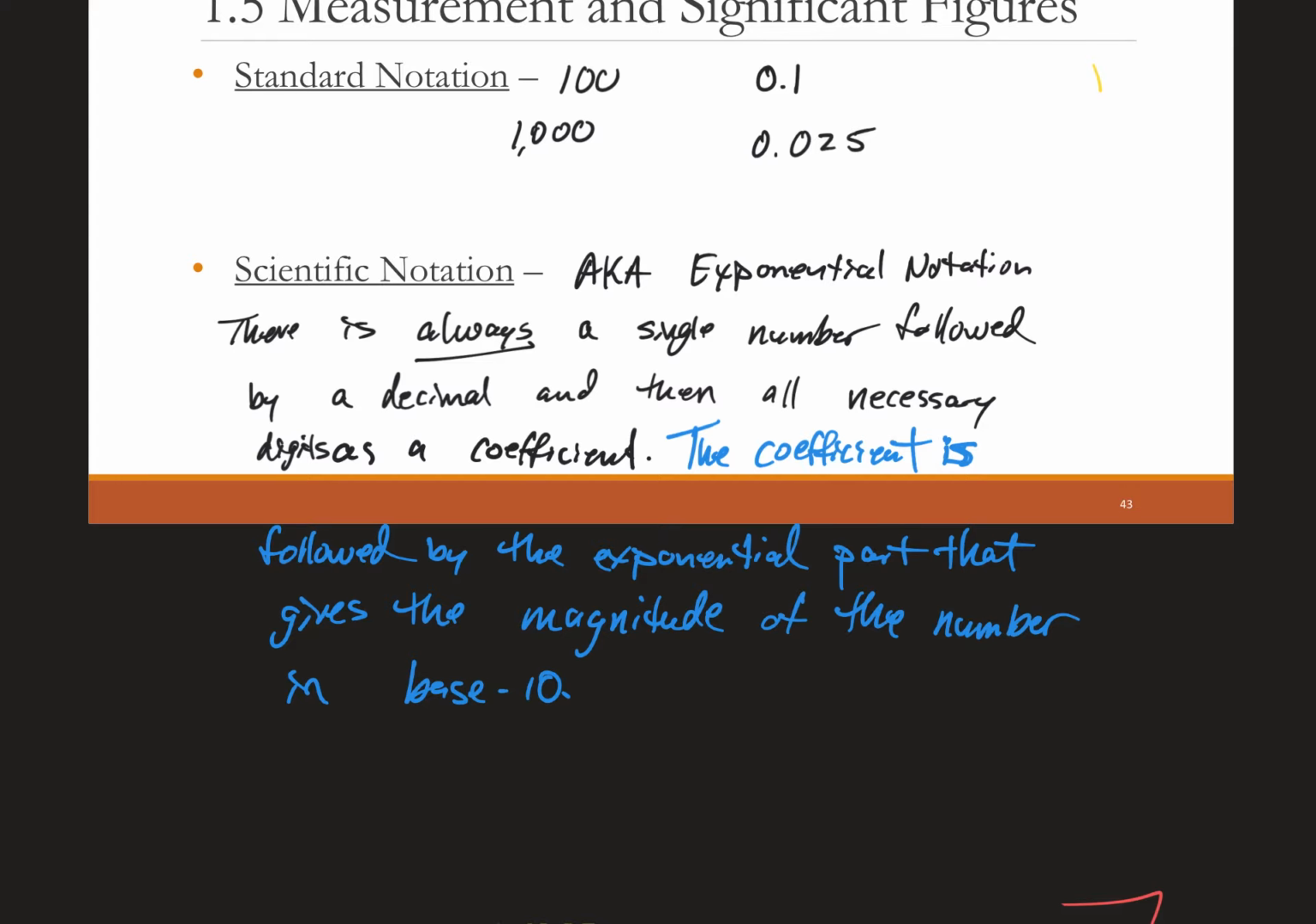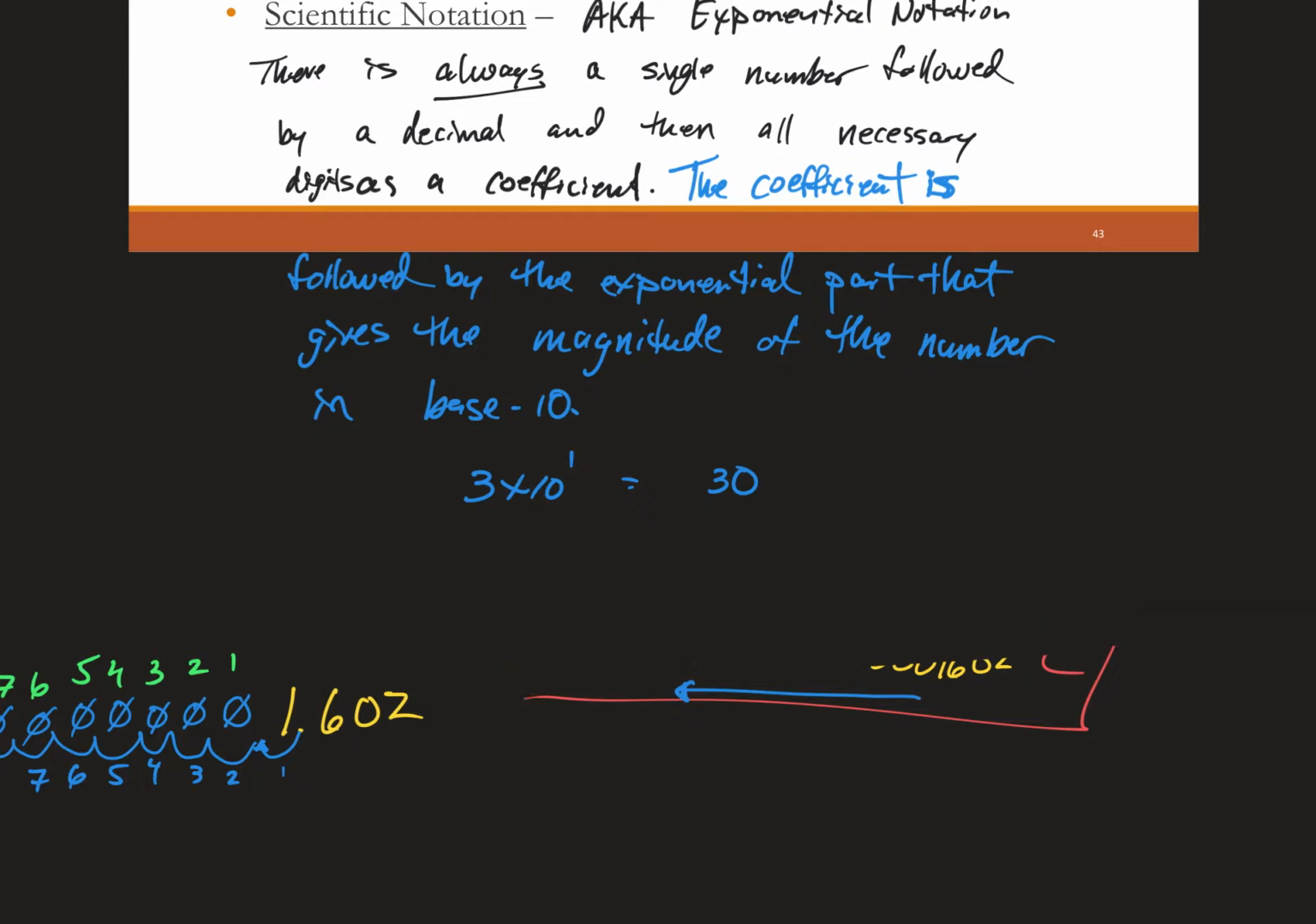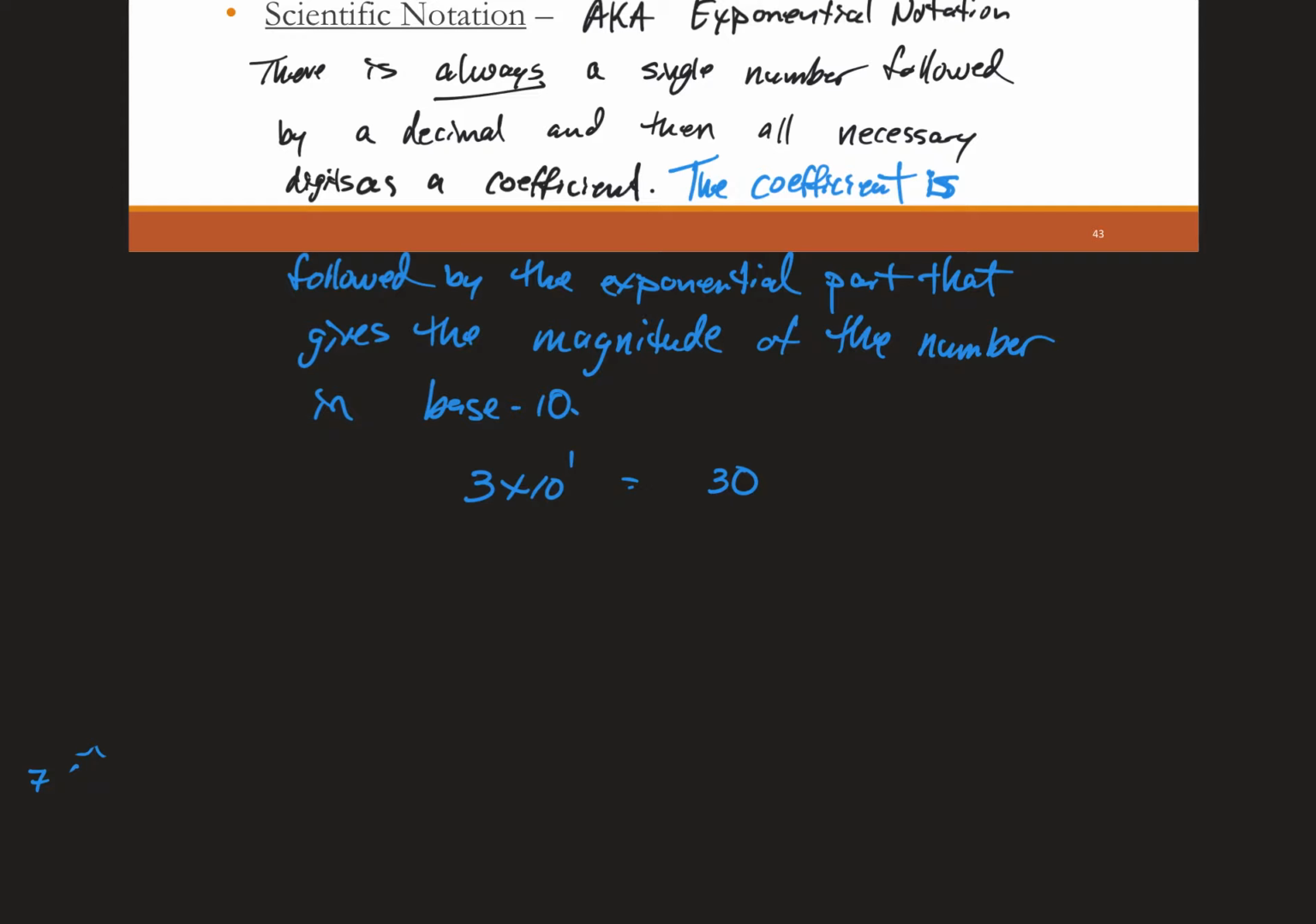All right, so again, if I put 3 times 10 to the first, this would be 30, because it's really 3 times 10. Let me fix that. Let me show it all out a little bit more. So it becomes 3 times 10, because 10 to the first is just 10. So that's 30. If it's 3 times 10 to the second, it's 3 times 10 times 10, which is 3 times 100, or 300. Those are positive exponents.